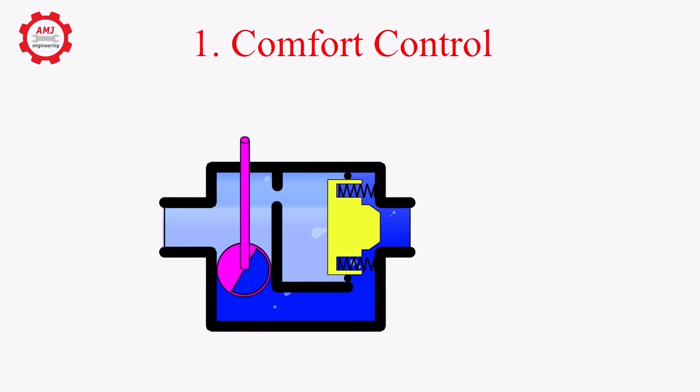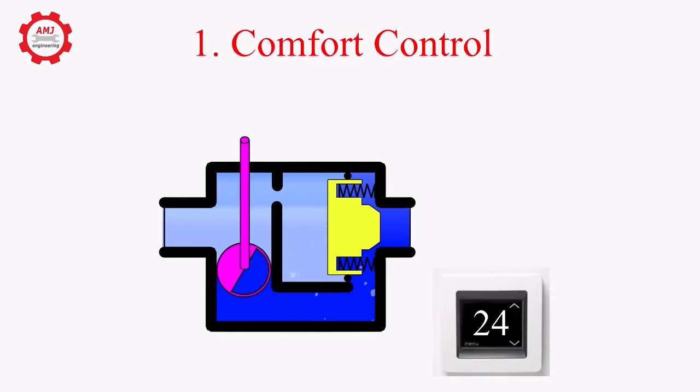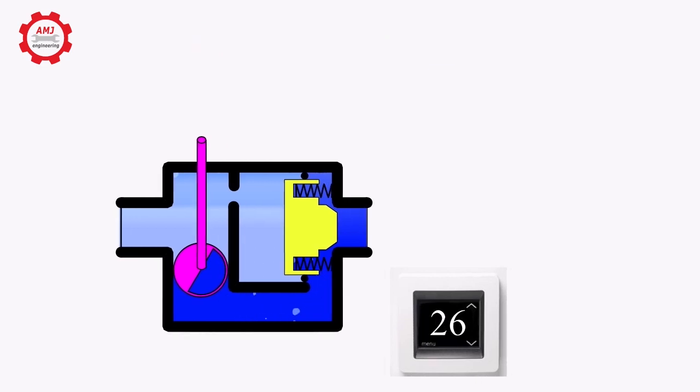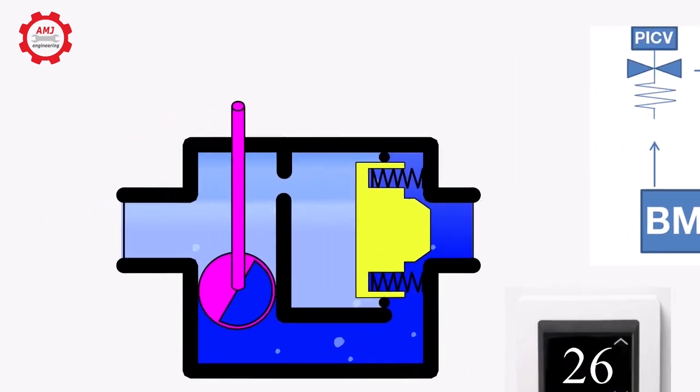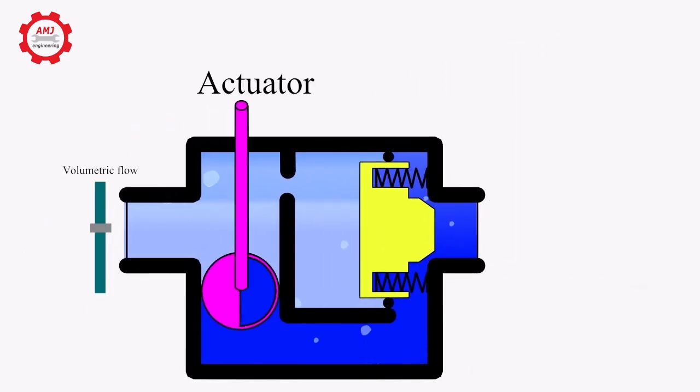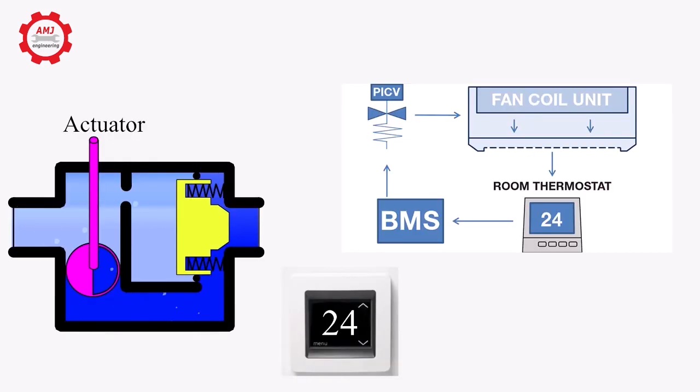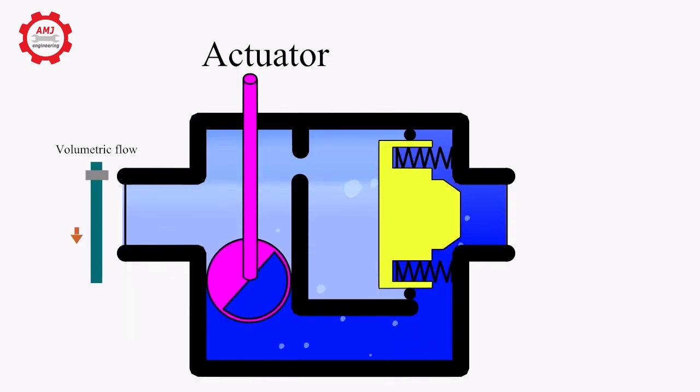First part, comfort control. Let's assume we set the thermostat in our room to 24 degrees. With time, the load increases and the room temperature increases as well. The thermostat then sends a signal to the actuator to open the valve, and therefore to increase the flow towards the terminal unit. When the room returns to the required temperature, the thermostat again sends the signal to the PICV to close and decrease the flow.